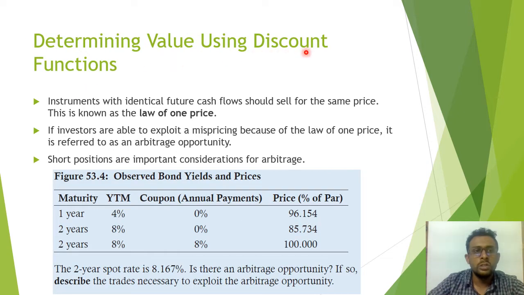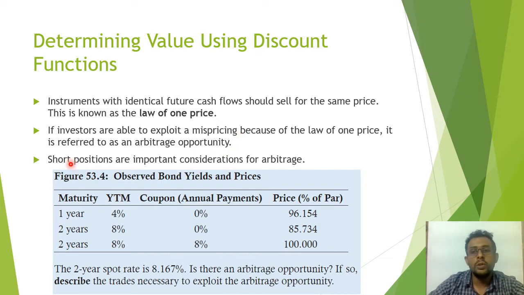Determining values using discount functions. In this topic, we'll learn what are the arbitrage opportunities that we can gain using bond pricing. So here, the law of one price is important. Instruments with identical future cash flow should sell at the same price. This is known as the law of one price. If the investor is able to exploit a mispricing because of the law of one price, it is referred to as an arbitrage opportunity.